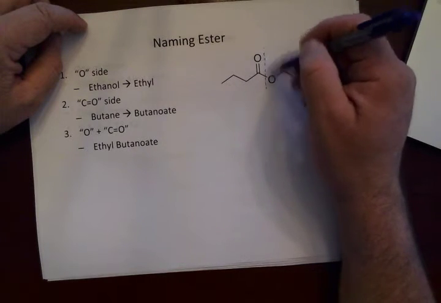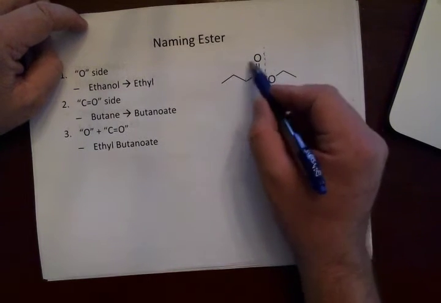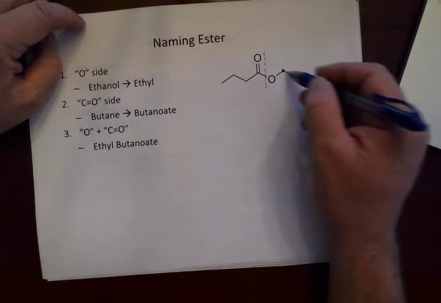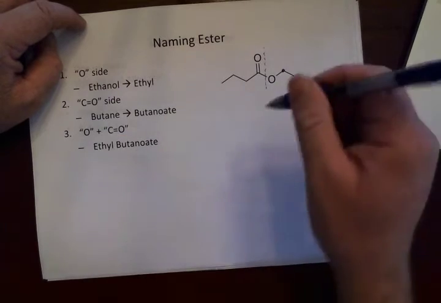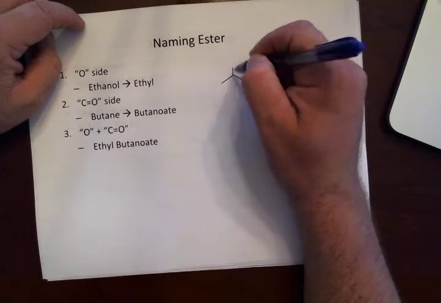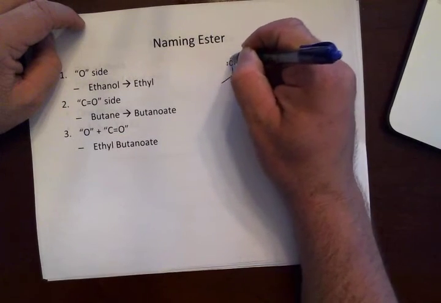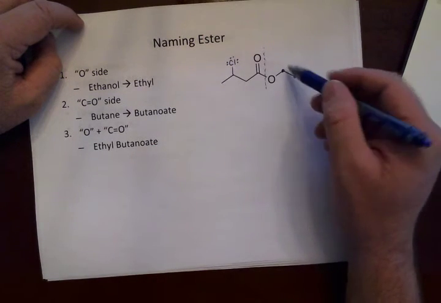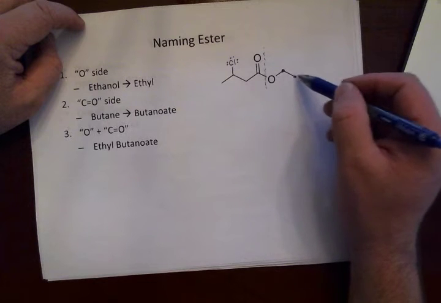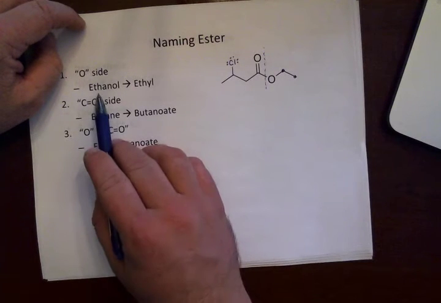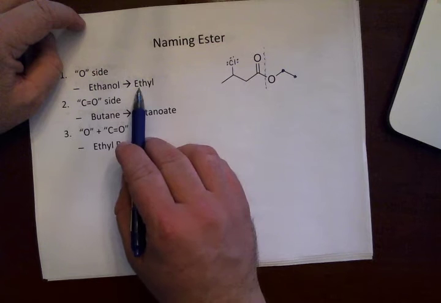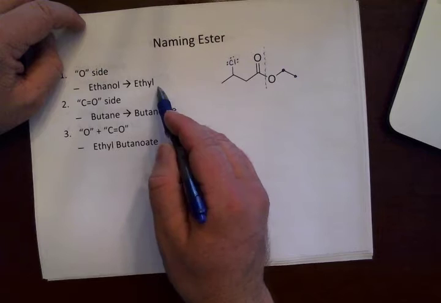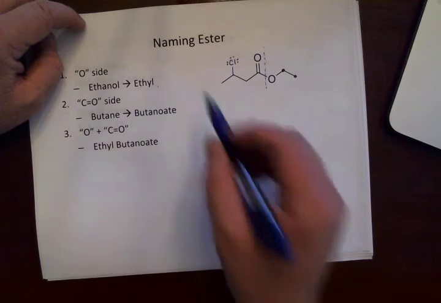Here you're going to need to cut this in half and say we've got the O side and the C double bond O side. On the O side, you're going to list everything on here. I'm actually going to put a chlorine here to show you how this works. So we have a 2-carbon group on this side, and you name it like a side chain. So ethane becomes ethyl, and that is going to be it.